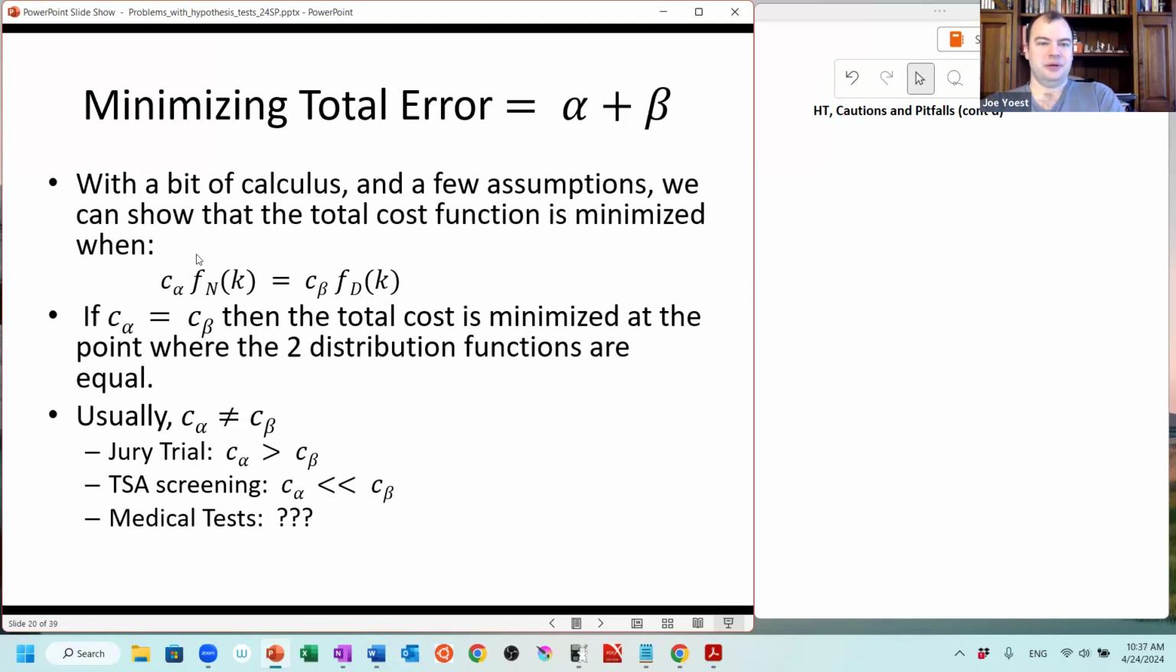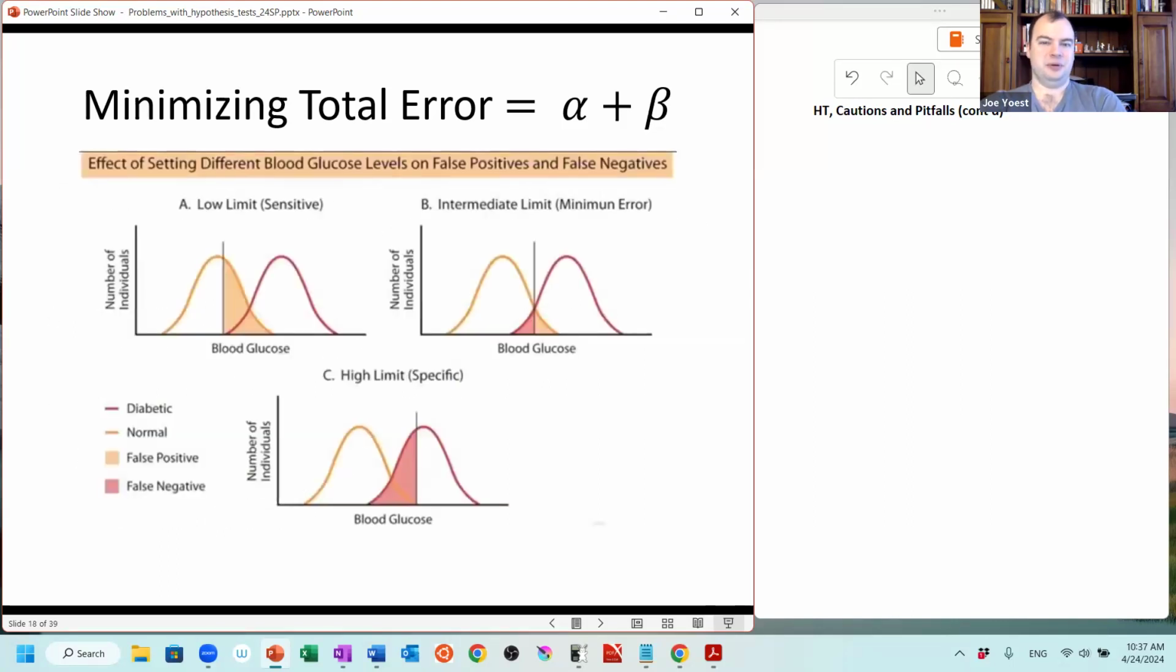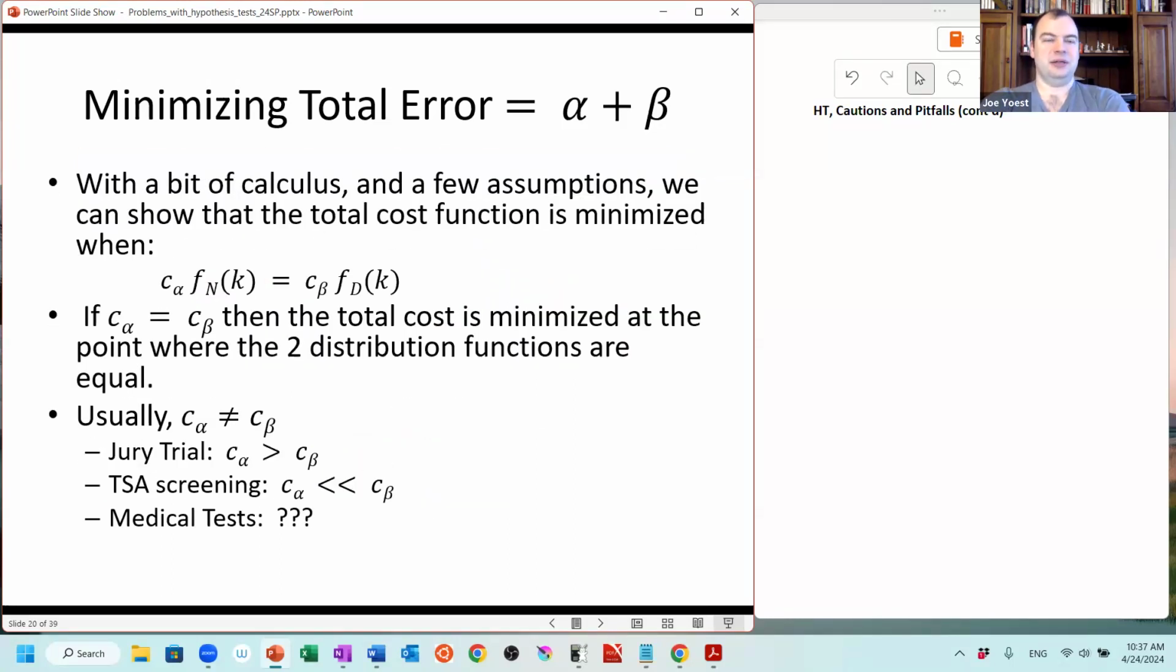And we might be interested in generalizing this idea to say, what if we wanted to minimize the cost function of the errors? Well, that will be minimized whenever the cost times one function equals the cost times the other function. So if the two costs are the same, then we just have this picture and we minimize the cost function of the error right at that same intersection. If the costs are not the same, the minimum of the total cost of the errors might be at a slightly different point.